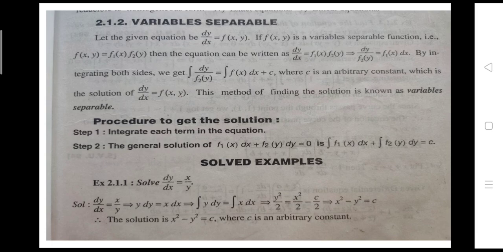Variable separable method. Before going to know about the variable separable method, first we have to know the differential equation of first order and first degree. What is a differential equation of first order and first degree? In this chapter, you will find the solution of first order and first degree differential equations.